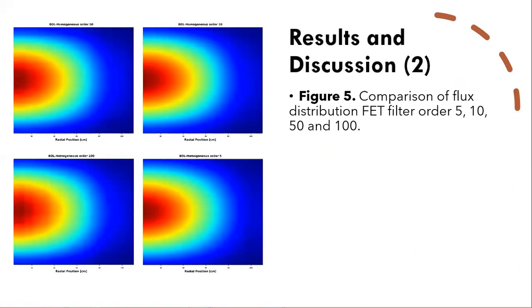Figure 5 shows the comparison of flux distribution with radial and axial Zernike order 5, 10, 50, and 100. The figures show that when the order of Zernike polynomial is increased, there is an increase in smoothness and continuity of neutron flux distribution. An order value that is too high will cause the flux distribution to fluctuate more. But if the order value is low, the flux distribution will obscure the neutron flux distribution. The order value of 10 is the optimum value used in the following study.